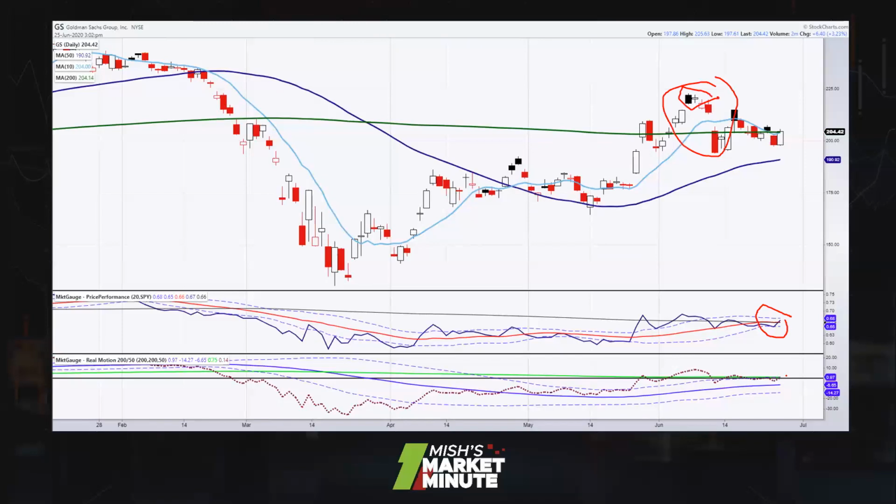Now, this is outperforming the SPY. And in terms of the momentum, look here. So this would give me a little bit of pause. There's no divergence, but we'd like to see some divergence in that we would like to see this start to move up above that 200-day moving average.